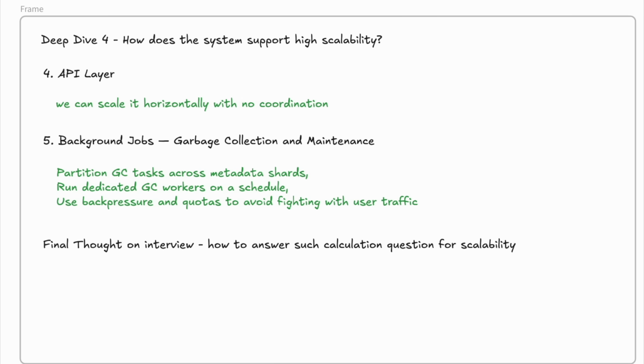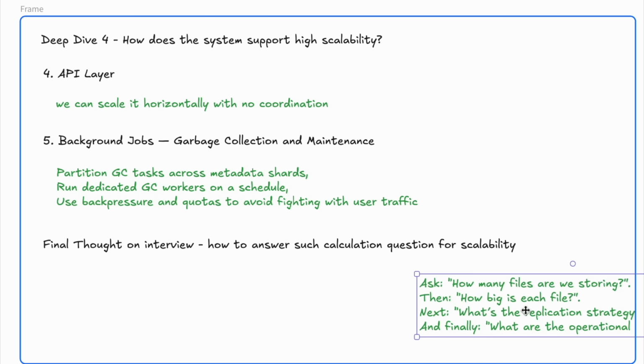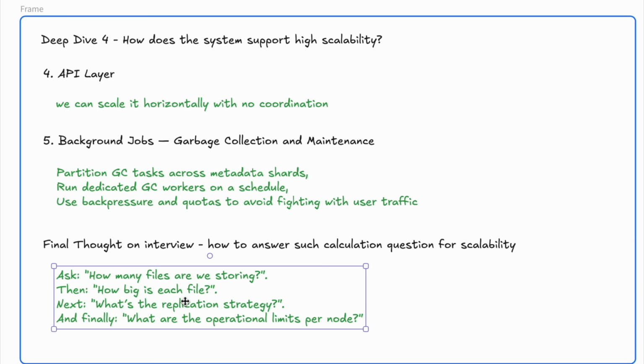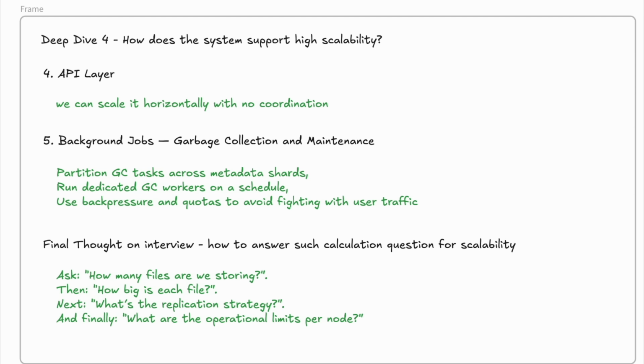If an interviewer asks for rough resource estimates, stay calm and reason step by step. Ask, how many files are we storing? Then, how big is each file? Next, what's the replication strategy? And finally, what are the operational limits per node? These 4 questions let you estimate how many metadata shards, how much KV capacity, how many storage nodes, and how to keep tail latencies low.